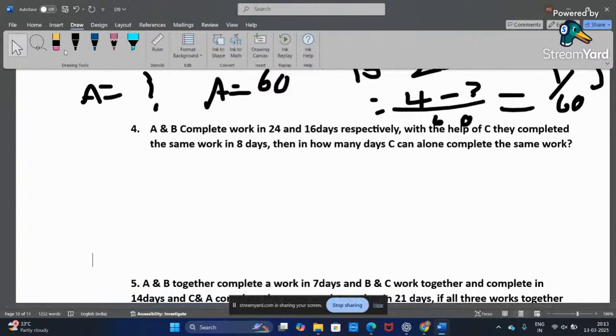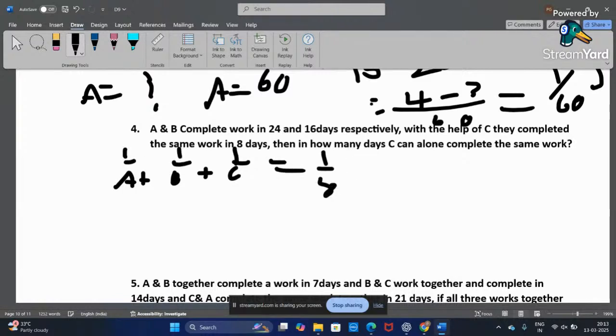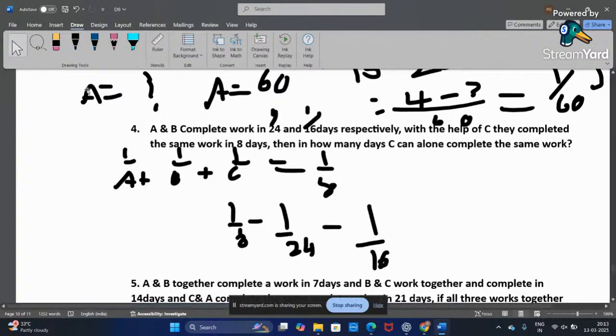This is the same as the previous one. We have the together value A plus B plus C. Let us write it down directly. Equals 1 by 8. In this, we need to remove A and B so that we'll get the C answer. What is your A and B? A is 1 by 24. Your B is 1 by 60. Just remove from this 1 by 24 and 1 by 60. This is how you need to solve.